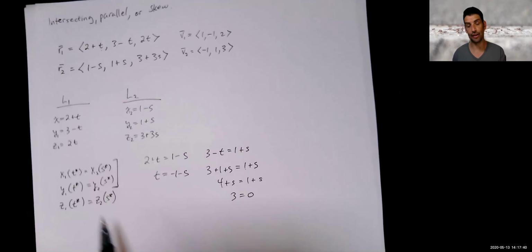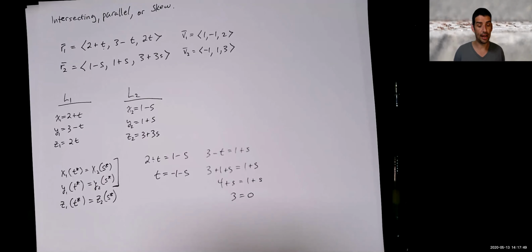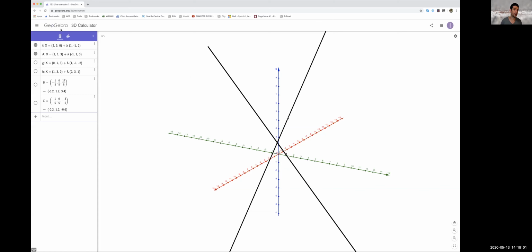Whenever there's nonsense, either we made a mistake or there's a reason for it. So let's take a look at the graph of these two lines to see if we can discover what's going on here. So I've got them graphed here in GeoGebra, which is a pretty fantastic 3D graphing system.